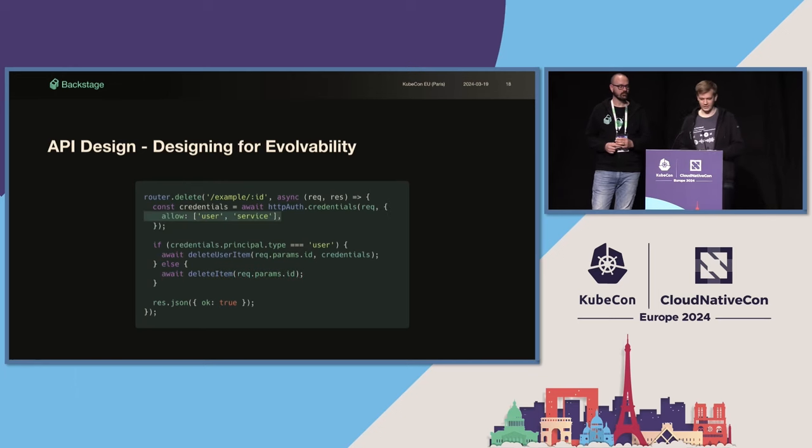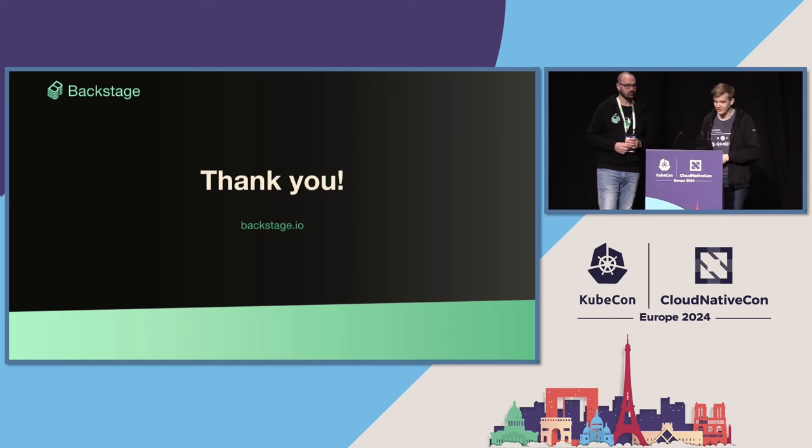So this is our actual API. If you want to get access to the principal, you have to explicitly list the types that you expect, which is the allow option you see here at the top. With this design, we're able to add additional principals in the future without breaking existing code in dangerous ways. And that's it. Thank you.